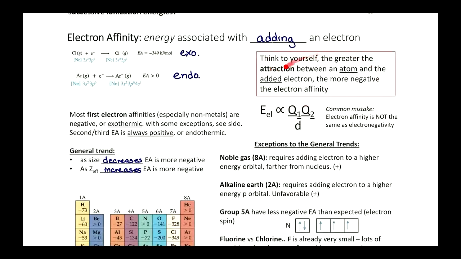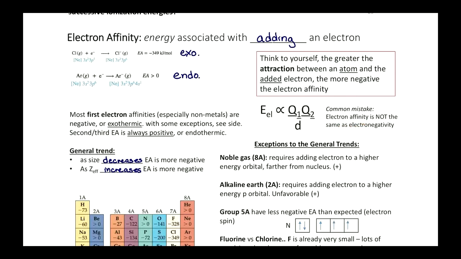So this, in the red box, is important, because this one's harder to envision. The greater the attraction between your atom and that added electron, the more exothermic, or the more favorable, the electron affinity will be. So a big negative value is what we call a favorable electron affinity. And again, a common mistake: electron affinity is not the same as electronegativity.